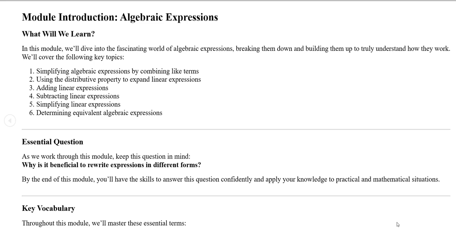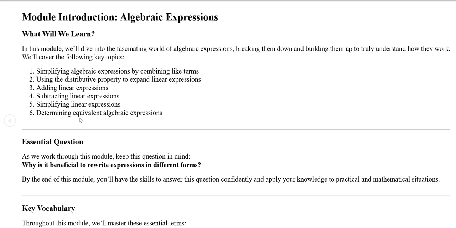So to start off, what we're going to be learning in this module is algebraic expressions. Remember, if we're talking about algebraic expressions, that means there are one or more variables included in the expressions we're going to be looking at. We will simplify those expressions by combining like terms. We're going to talk about the distributive property and how we can use it to expand our linear expressions. Then we'll also be able to add, subtract, and simplify linear expressions. And in the end, we're going to figure out if algebraic expressions are equivalent to one another. So we'll be looking at that at the end of this module.